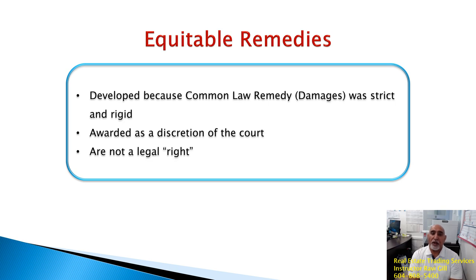Okay, so equitable law, again, developed because the remedy of the common law, which is only one, which is money given to the innocent party, was very strict and rigid. Now the judge didn't automatically use equitable law if he had a choice. He was given a discretion of the court, to see which one to use, whether equitable or common law. But most of the time he would use equitable because it was a more fair system.